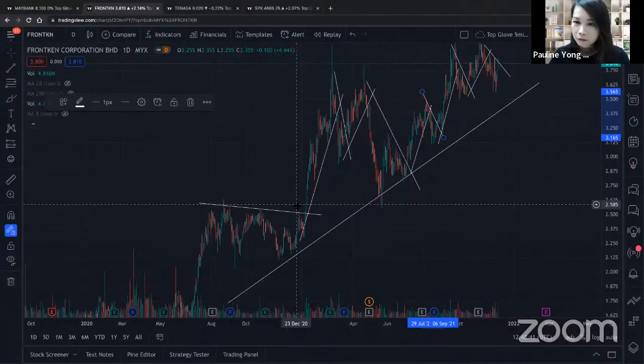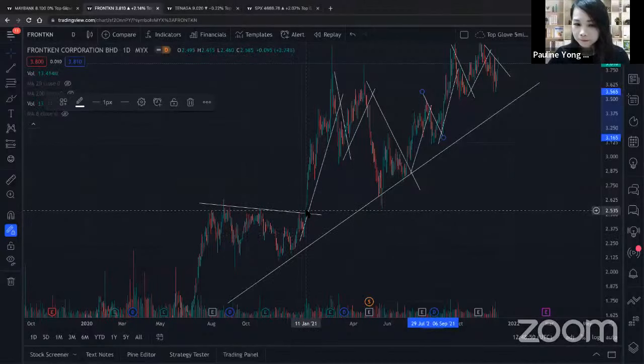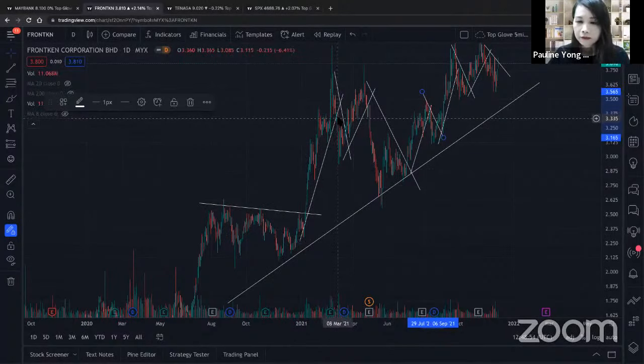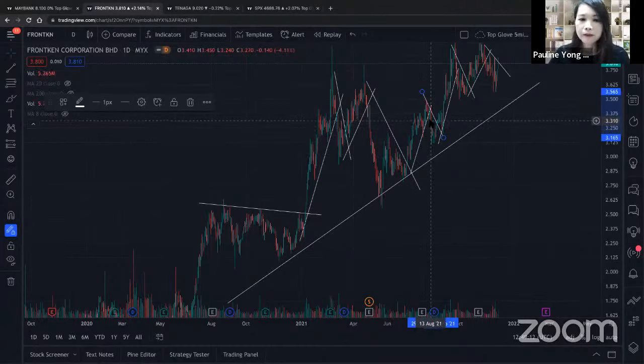Okay, do I make money? Okay, I buy here, I sell here, I make money. Okay, how much money do I make? Let's say I buy here at 2.50 and I sell here at 3.30, so I make 80 cents. Then I buy here again at 3.16 and I sell here at 3.39, so I made about 20 cents. Let's say I buy here at 3 ringgit and I sell here at 3.30, so I make 30 cents here.